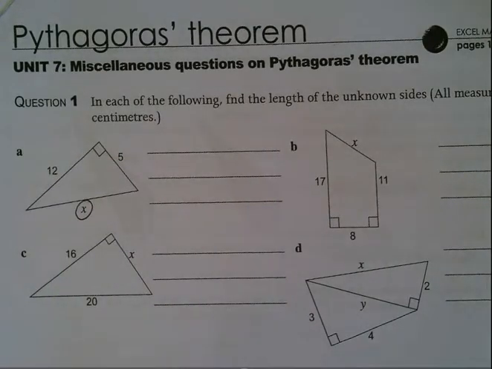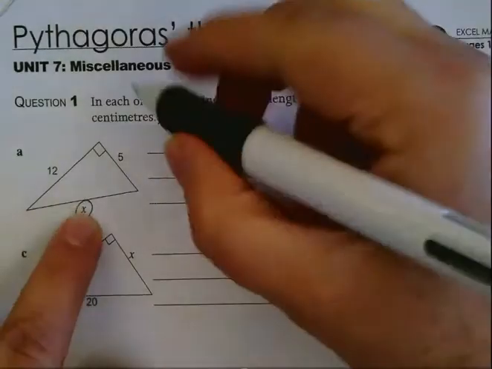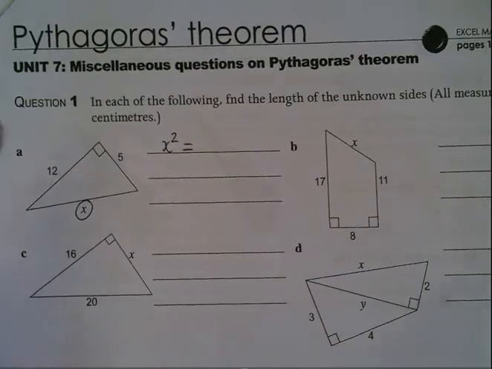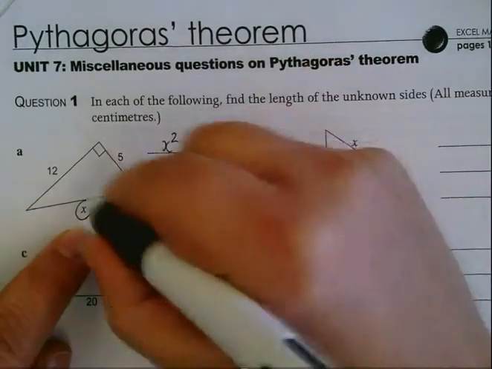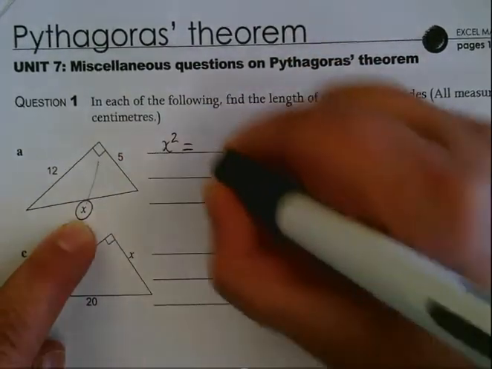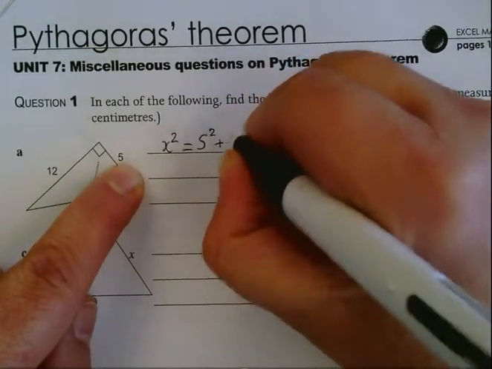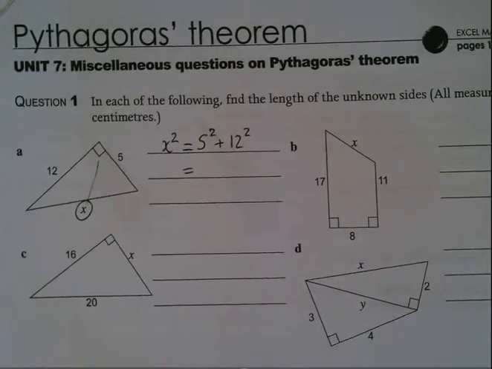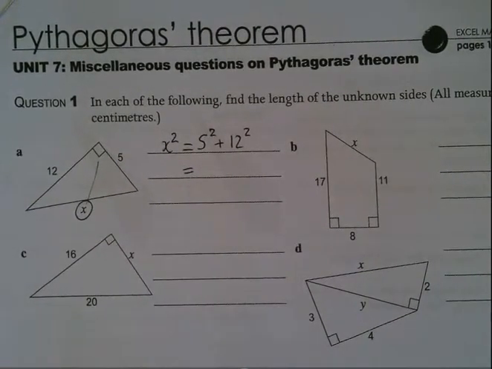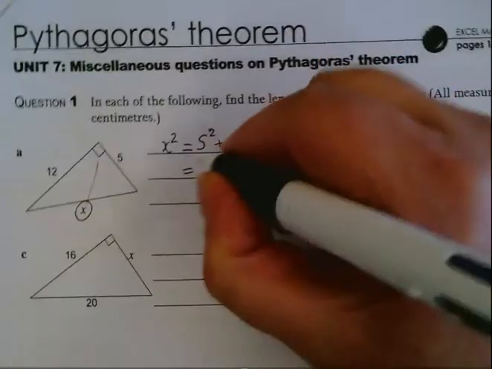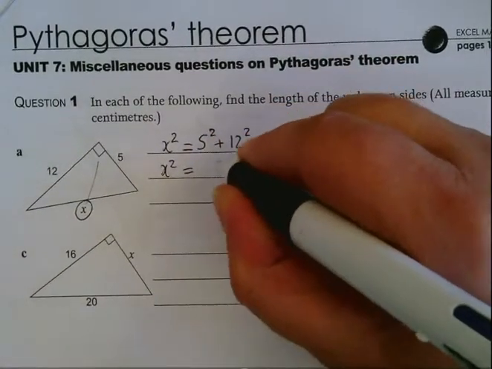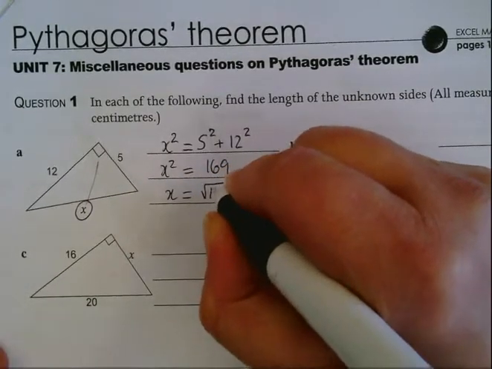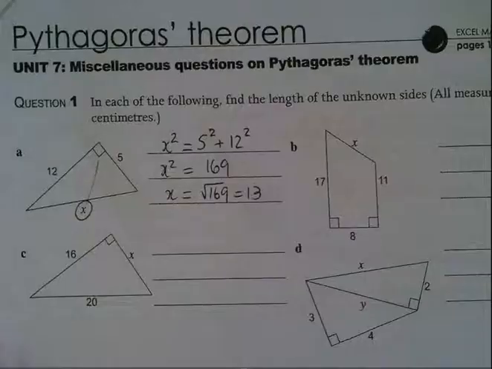Now what I want you to do is always write the unknown first. So x squared equals. You're going to add those two or you're going to be subtracting? I'm finding the longer side, so you're adding 5 squared plus 12 squared. The longer side, hypotenuse squared, is the sum of the two shorter ones squared. So x squared equals 25 plus 144, which is 169. X is the square root of 169, which is 13.